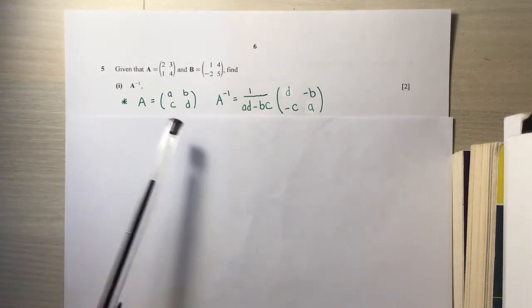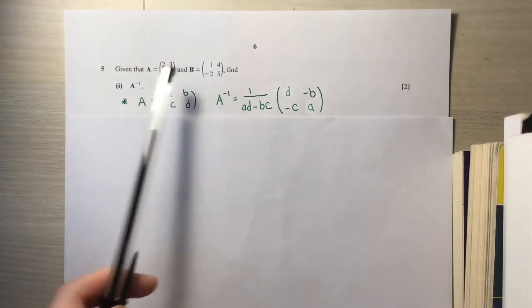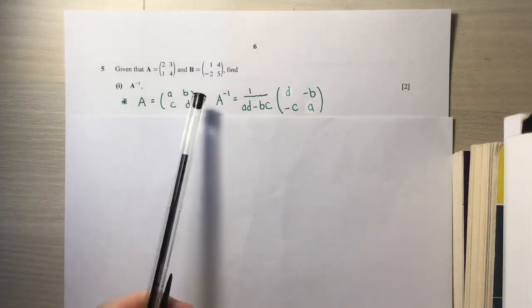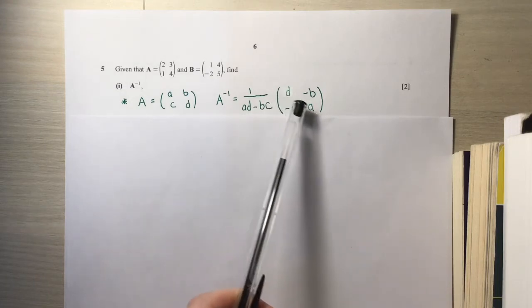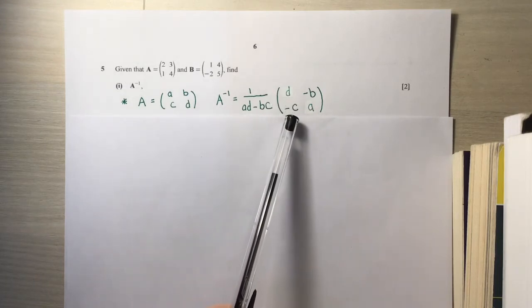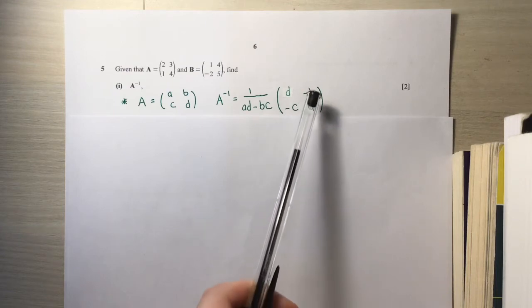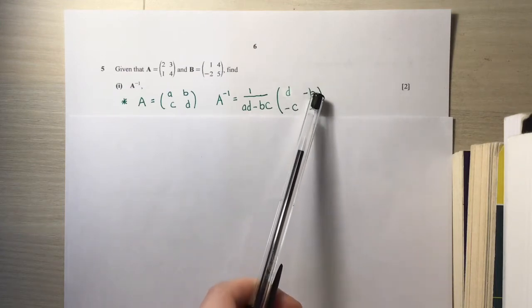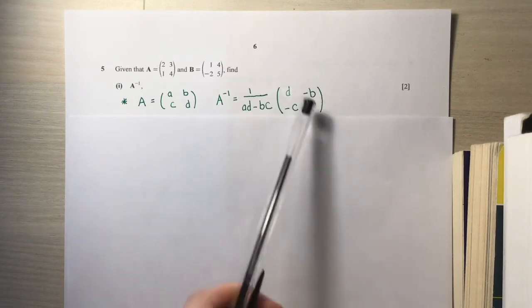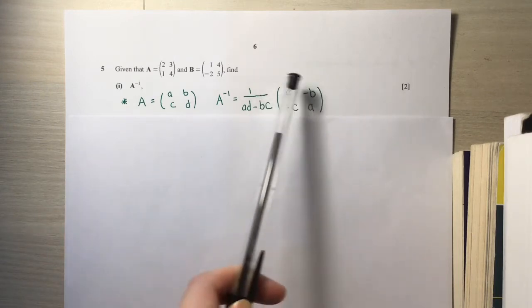So we're given any matrix with the numbers at different positions A, B, C, D. Simply switch the numbers at position A and D, and put a negative sign in front of the numbers at position C and B. So this is all you have to do to modify your matrix.